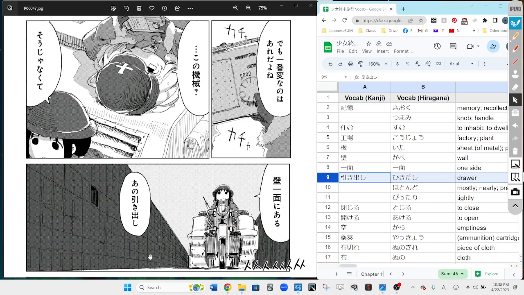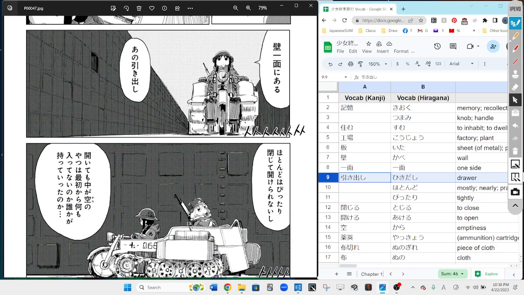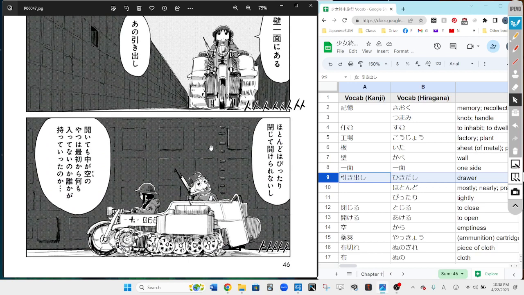And in this context, it could be one drawer. They do have multiple drawers, but by the picture, that's the only reason why we know, because plurality isn't important in Japanese.